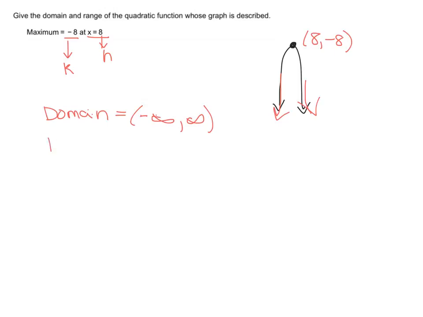Now the range is the set of all y values. So if we look at our parabola, the range starts at negative 8 and then it goes down. So our range is negative infinity, because you always put the smallest value first, to negative 8. And remember that negative 8 is in brackets.